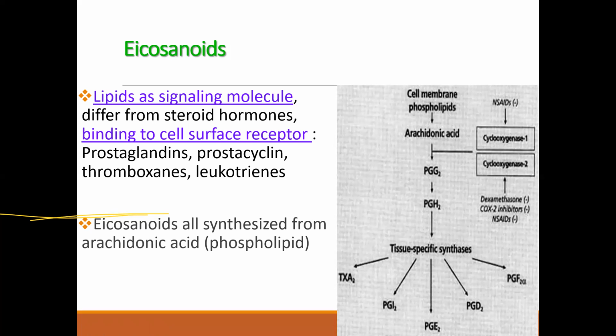For example, prostaglandin, thromboxane, okay, and a drug like an NSAID can inhibit the action of cyclooxygenase, so it inhibits the synthesis of eicosanoid from arachidonic acid. Together with that, some steroid drugs like dexamethasone can also inhibit the synthesis of eicosanoid by inhibiting the action of the cyclooxygenase enzyme.